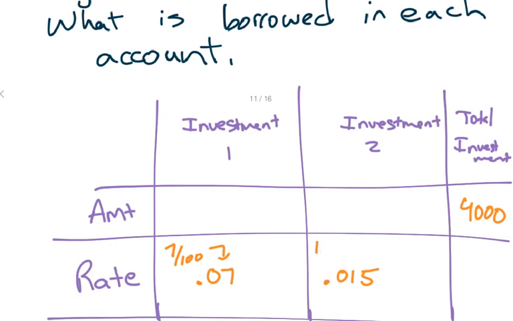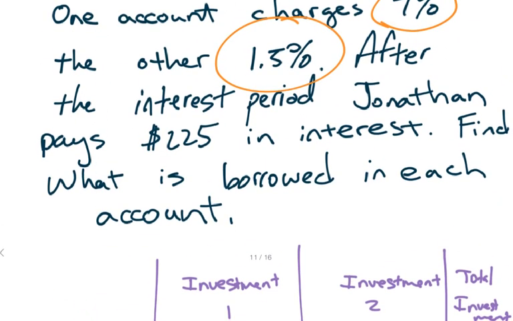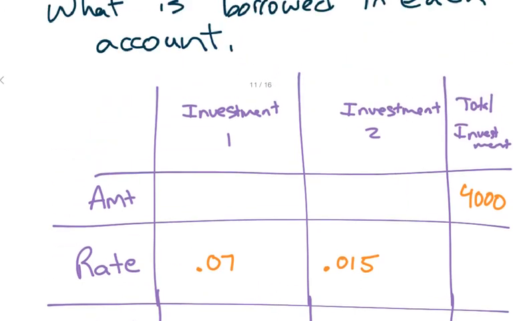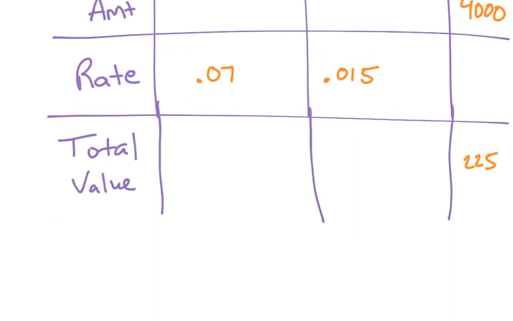So what's the other value? They tell us how much is borrowed. The interest he pays. He ends up paying $225. So the total, it's an investment here, but the total, I almost want to say total interest, whatever, you get the idea. It's $225.